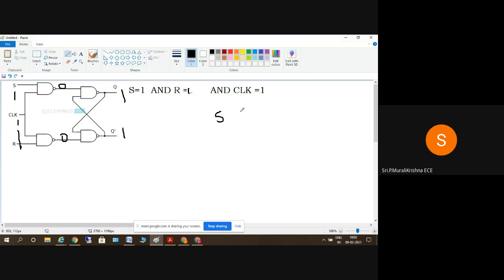So we'll see S, R, and Q of n will be the present state. What I told you earlier is that Q of n will be the present state. These present states plus inputs will decide the next state, which is Q of n plus 1. We will not talk about Q bar of n plus 1, just only Q of n plus 1 here.